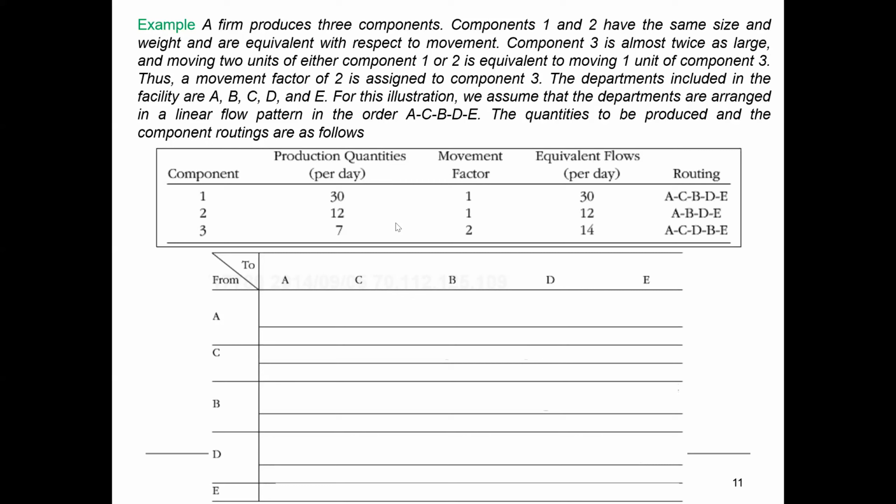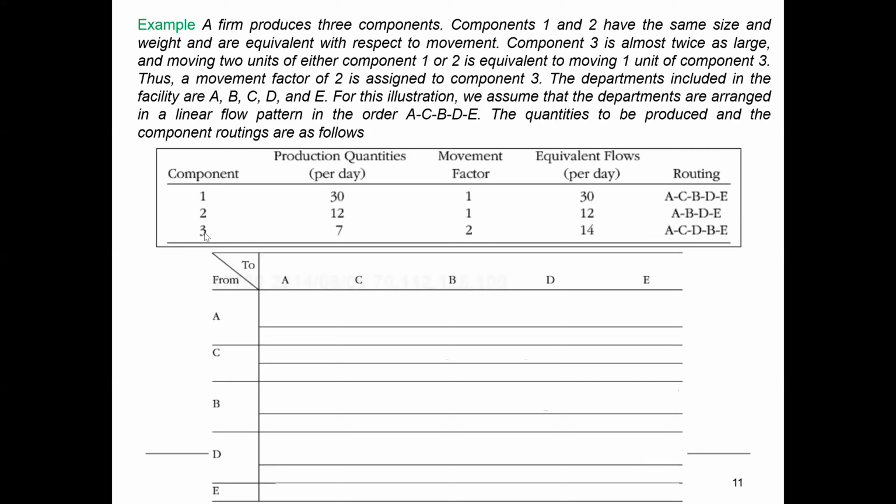Component number 2 has production quantities of 12 per day. There's a movement factor of 1 because it's also the same size as component 1, and we are using components 1 and 2 as our equivalent measurement. So the equivalent flow is just the multiplication of 12 times 1, which is 12, and it has a different routing. So it goes to A, from A to B, from B to D, and then from D to E.